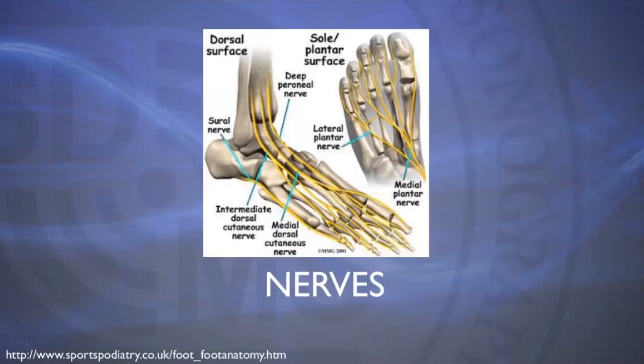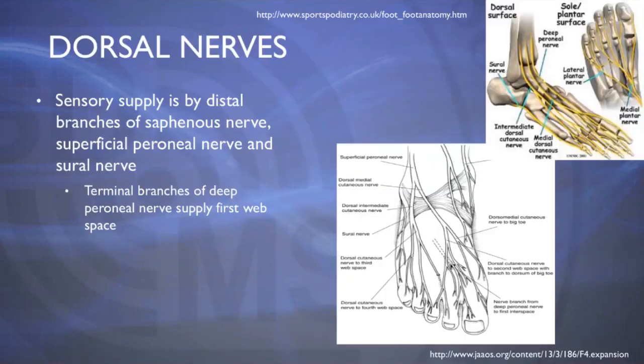And then lastly, we're getting into nerves and arteries. With nerves, on the dorsal side, the sensory supply is going to be by the distal branches of the saphenous nerve and the superficial peroneal and sural nerves. And the terminal branches of the deep peroneal nerves are going to supply the first web space. So there's several nerves that can be seen within the foot.